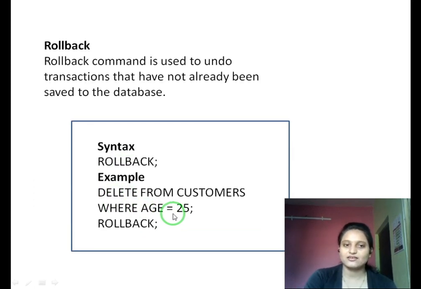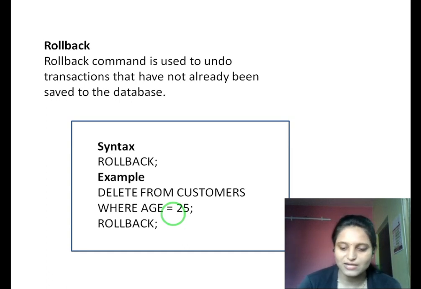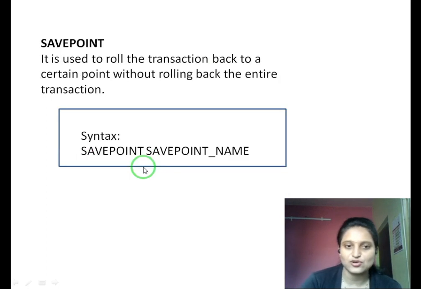Now rollback. Rollback is the reverse of the commit command. The rollback command is used to undo the transaction. Similarly, redo and undo. If you want to undo the transaction, at that time you use this rollback command. But this rollback command is used for transactions that have not already been saved. Using the syntax for rollback, just the rollback keyword and a semicolon.